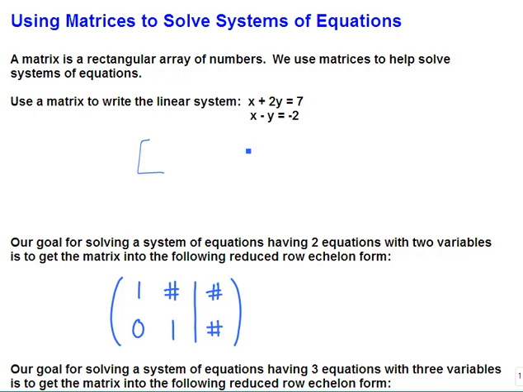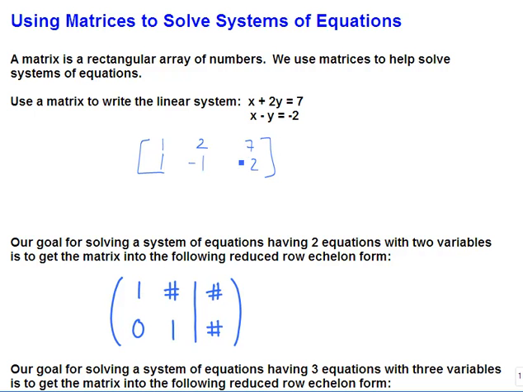So for example, this matrix is going to have as its top row a 1, since that's the coefficient of x, a positive 2, since that's the coefficient of y, and then a 7 because that's the constant on the end. And for the second row, we get a coefficient of 1, a coefficient of -1, and that -2.